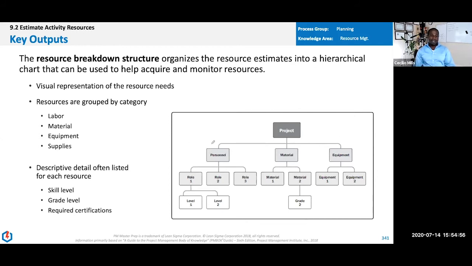There could even be the idea that we need some sort of building space. We need team space, right? We need some sort of, what do we call that? Real estate, or there are other terms, but you might have one there. So that's the idea of having a resource breakdown structure. It's just to make sure that you can see everything that you need.